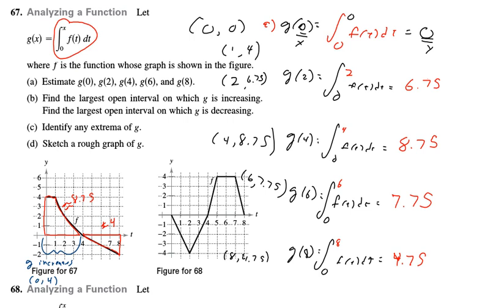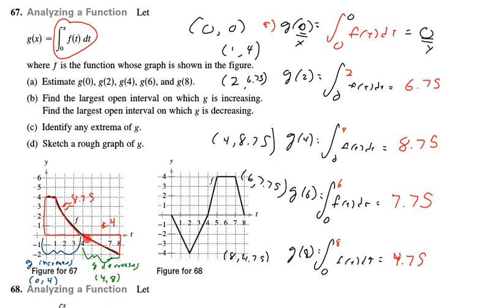From 4 to 8, G decreases, because all of the area under the curve is negative. All the area under this graph is negative. Our graph shrinks. We're growing here, shrinking here. So the graph of G is increasing from 0 to 4, decreasing from 4 to 8.